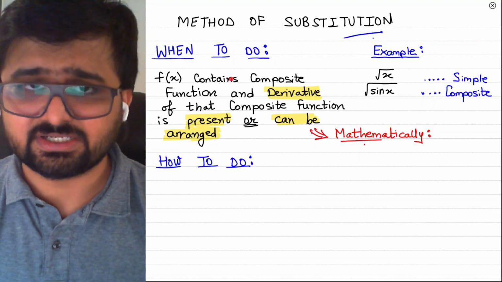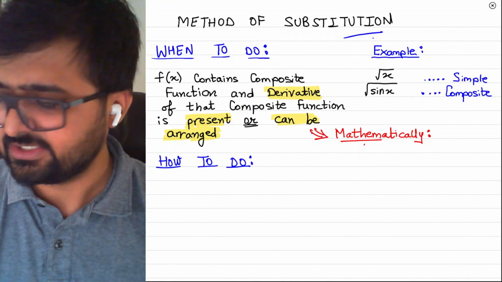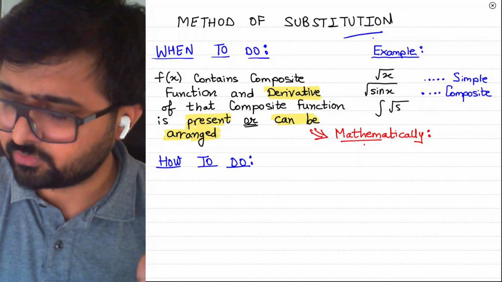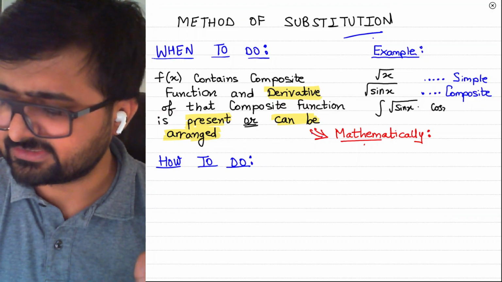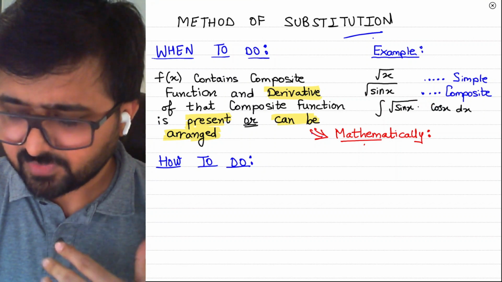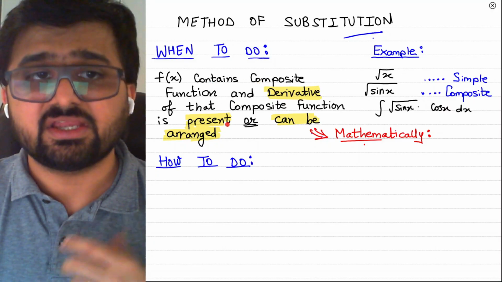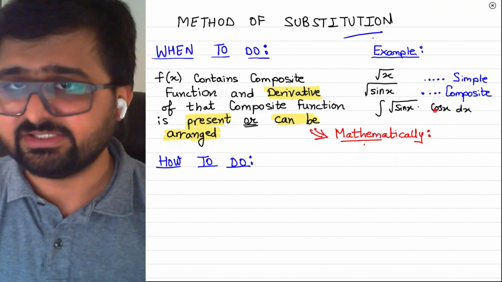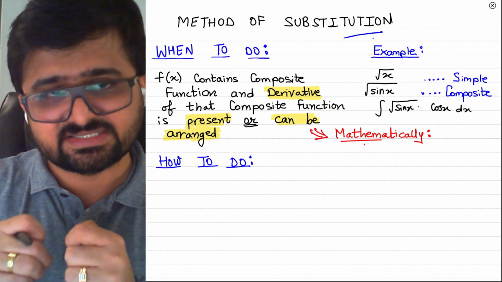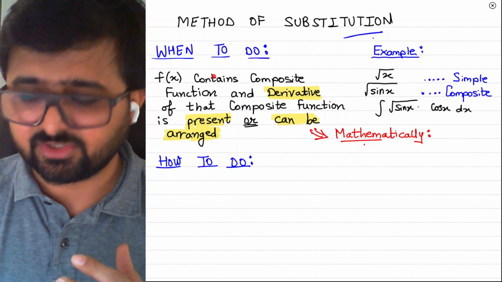So whenever your function contains a composite function and the derivative of that composite function is present, for example, the derivative of sine x is cos x. So let's say you had the integration of root sine x times cos x dx. In this situation, we'll do method of substitution. Whenever your function is composite and the derivative of that function is present, or it can be arranged. Here it is present directly, but there will be situations when it won't directly be present, and you'll have to make some tweaks and simplification to bring that derivative. In all such situations, you will do method of substitution.